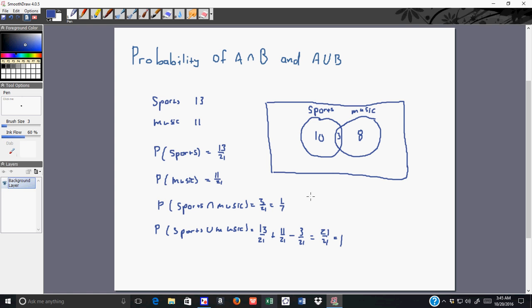So the formula here, which is really important, is this. The probability of A or B is equal to the probability of A plus the probability of B minus what they have in common, A and B.